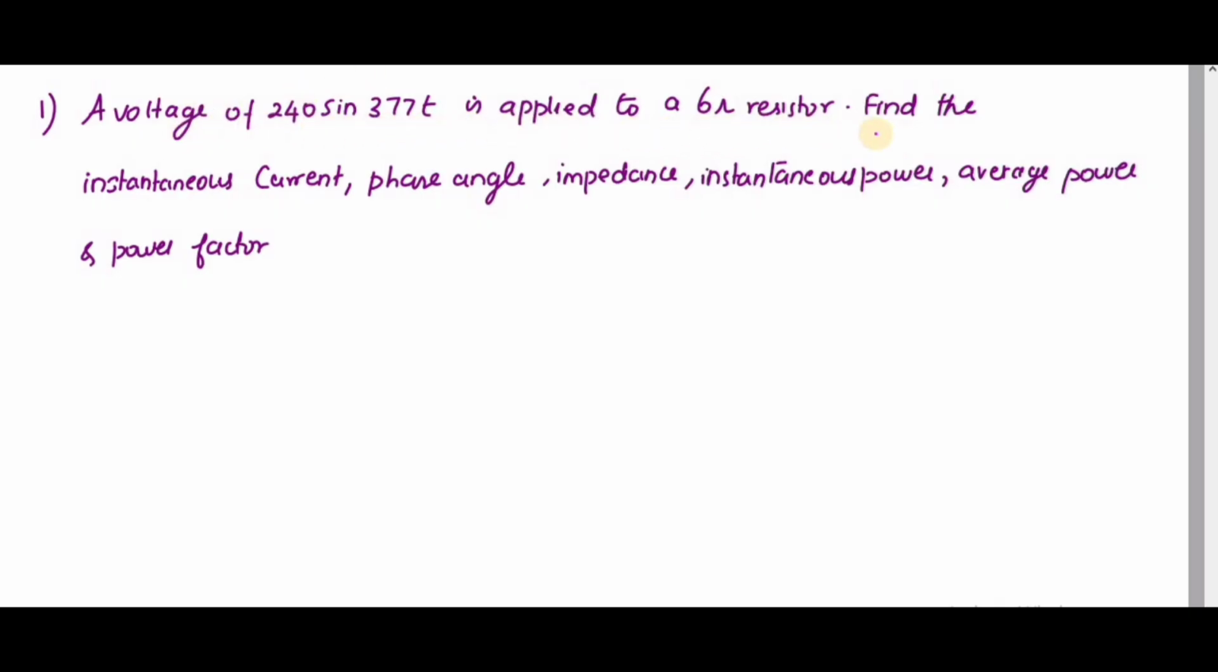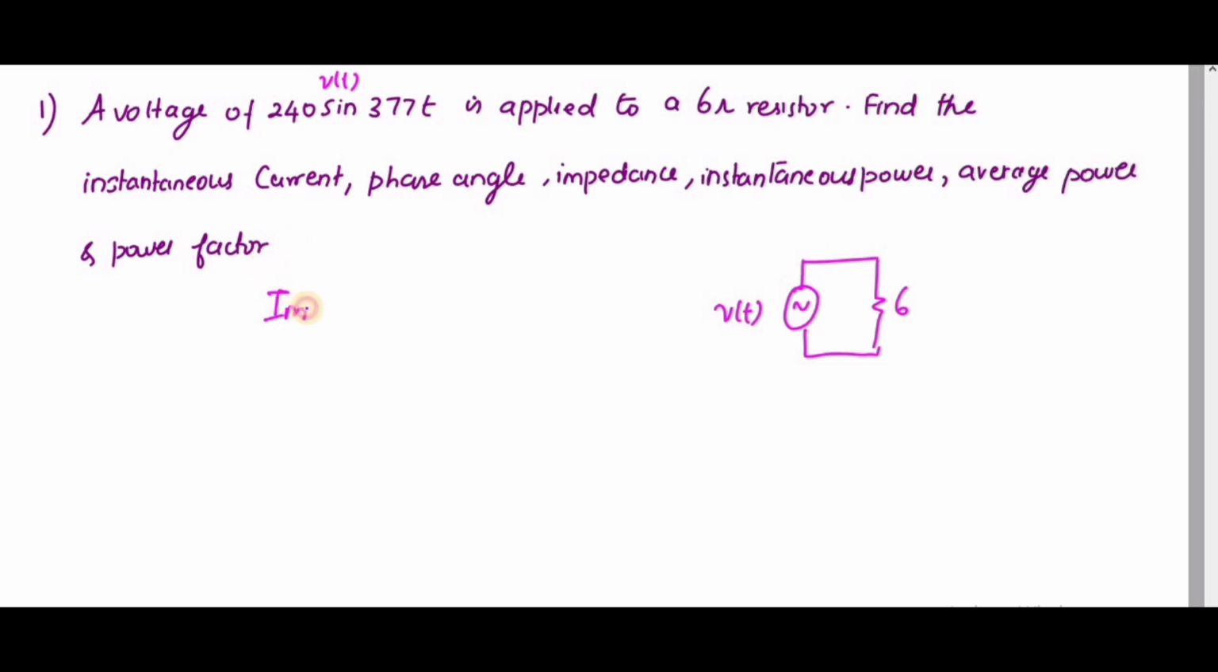A voltage of 240 sin 377t is applied to a 6 ohm resistor. Find the instantaneous current, phase angle, impedance, instantaneous power, average power and power factor. So first, this is how the circuit looks. It is an AC voltage given to a 6 ohm resistor. I can term it as v(t).